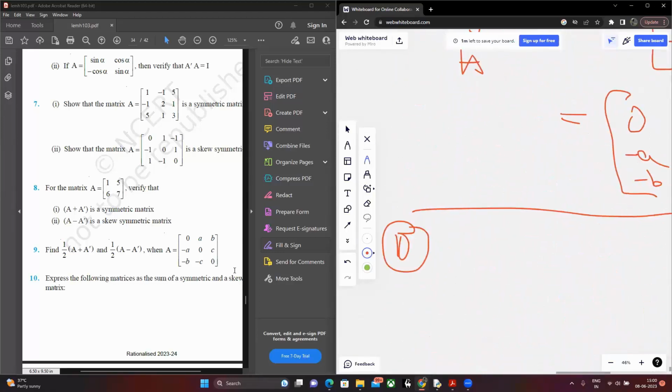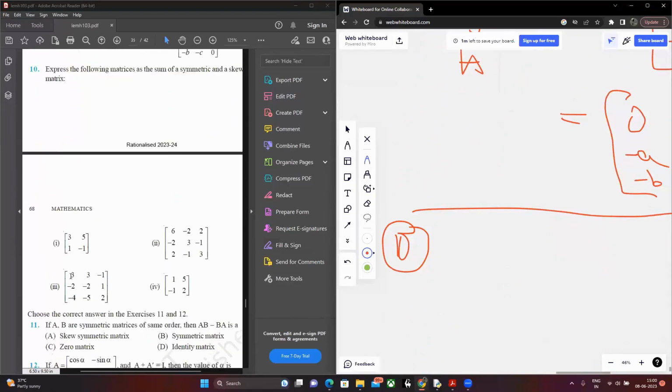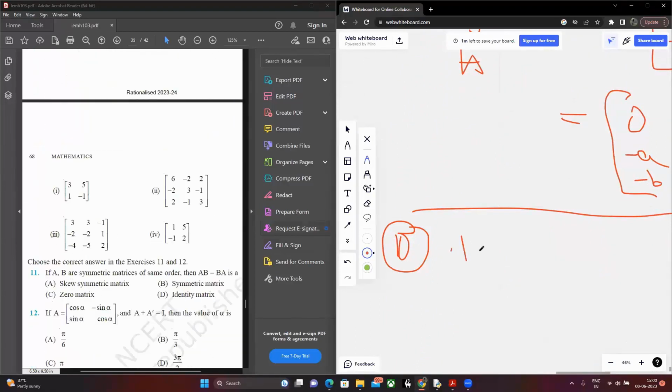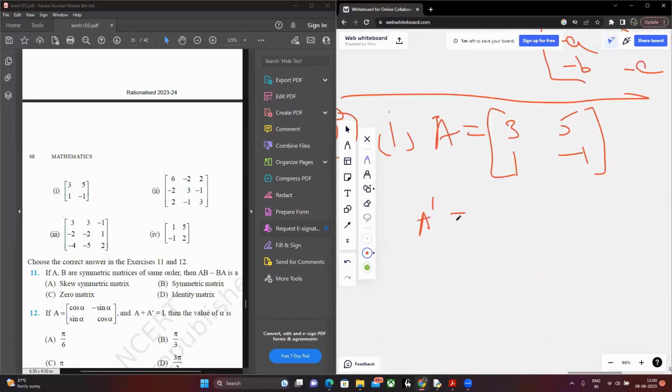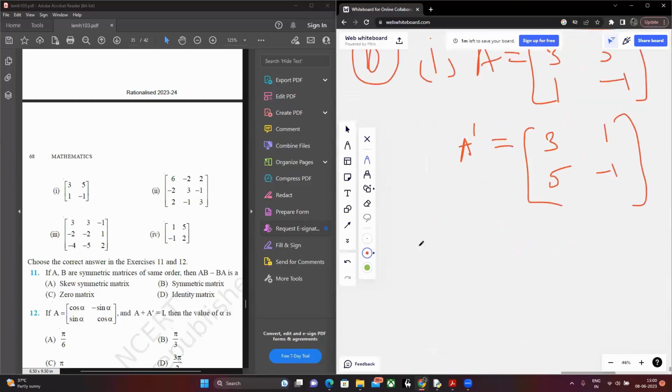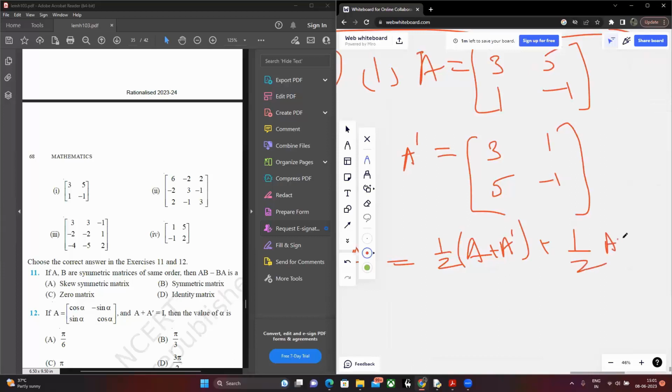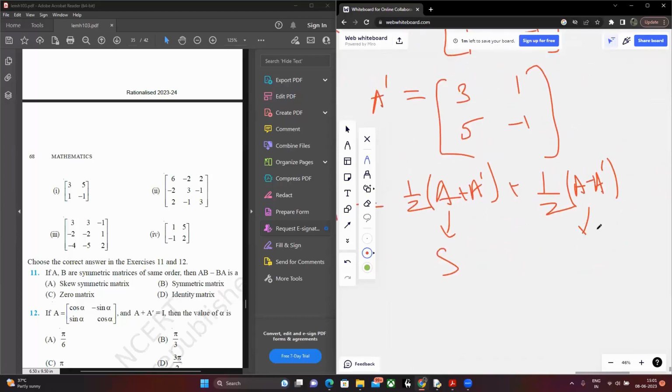Question number 10. Express the following matrices as sum of a symmetric and a skew symmetric matrix. So number 1 is the matrix A equaling 3, 5; 1, minus 1. So A dash is going to be 3, 1; 5, minus 1. Your A can then be represented as a sum of a symmetric and a skew symmetric matrix, like half of A plus A dash plus half of A minus A dash. Let this be S, let this be K.